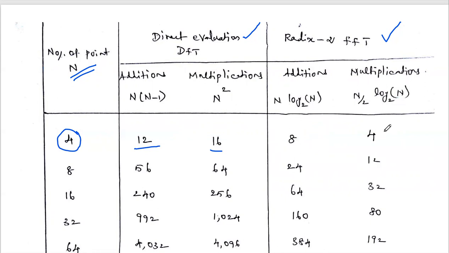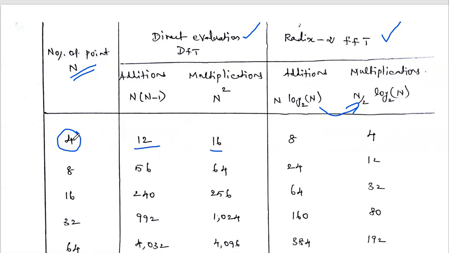And the number of multiplications: let us compare these two formulas. What is the relation between them? The number of multiplications is half the number of additions. This is n log n, and this is n by 2 log n. So that's why, as the number of additions is 8, the number of multiplications is divided by 2, which is 4.